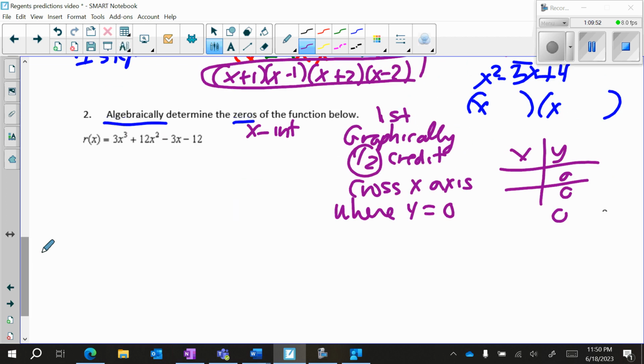So algebraically, you want to set it equal to 0, hence the name zeros. And then you want to try to factor to solve. Remember, if you have 4 terms, you're going to do factoring by grouping, okay? So group the first 2 terms together, do the GCF, second 2 terms, do the GCF, solve it out, and then check it graphically and see what you get.